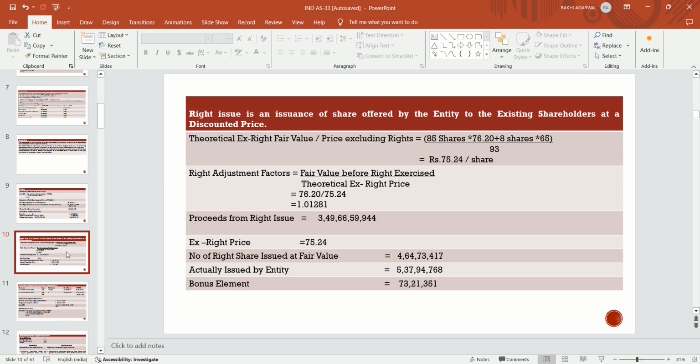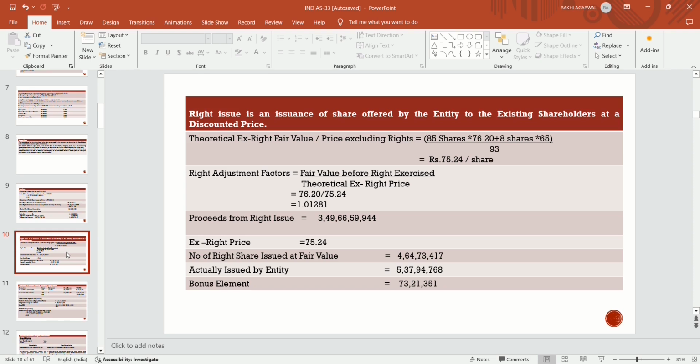Now for the 85 shares, the fair value before exercising the right is 76.20, plus they get the right shares. For every 85 shares they will get 8 shares at a price of rupees 65. So 85 into 76.20, that is prior to the date of exercise of the right, plus 8 shares into 65, the offer price for the right shares, divided by 85 plus 8. That is a total of 93 shares. So the theoretical ex-right fair value, the price excluding the right, is 75.24 per share.